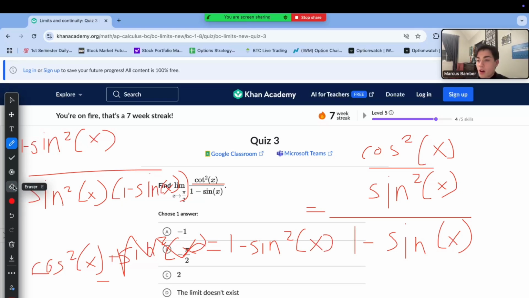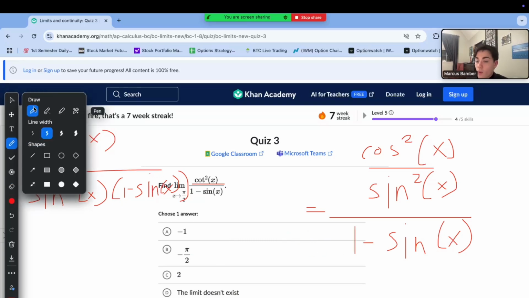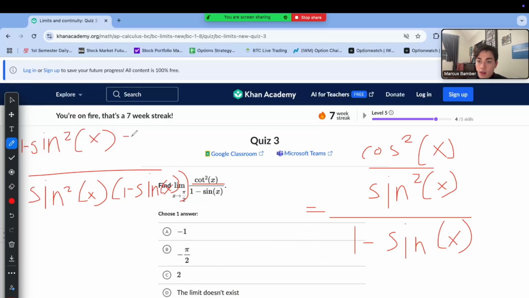Alright, so that's why our numerator is 1 minus sine squared of x, and now we're going to use a difference of squares. The square root of 1 is 1, the square root of sine squared of x is just sine of x, so we're going to separate 1 minus sine squared of x into the two factors, 1 minus sine of x, and then 1 plus sine of x. This is how difference of squares works, if you search up the formula for that. So we can officially replace 1 minus sine squared of x with these two factors.